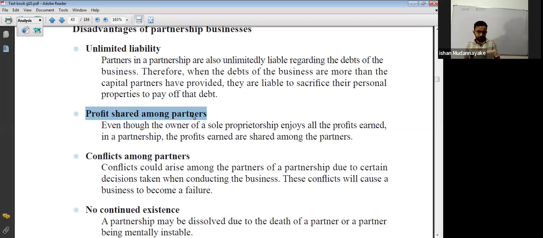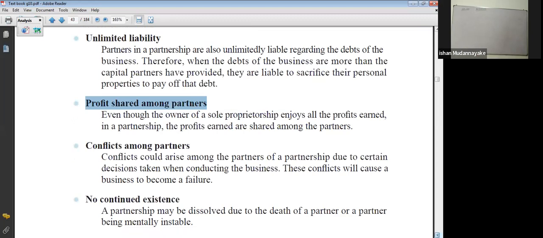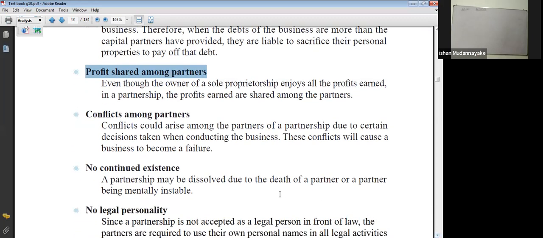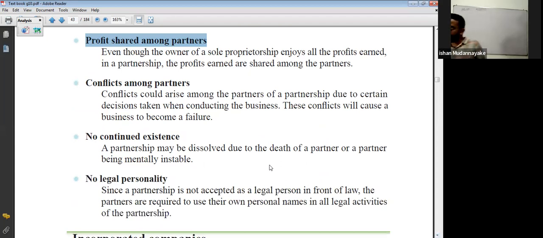And the third one, conflict among partners. It means some problems may arise among partners. Next one, no continued existence. If something happens to one of the partners, they would have to discontinue the business operation according to the note. But actually, partners do not discontinue the business operation. They will create a new agreement.